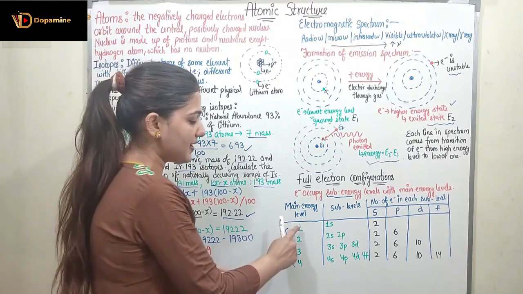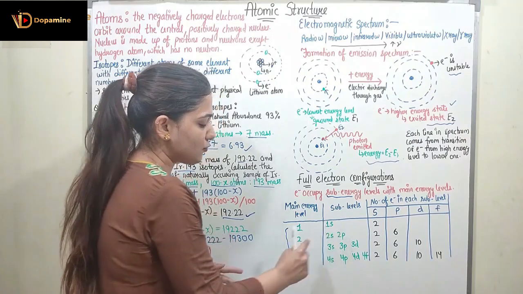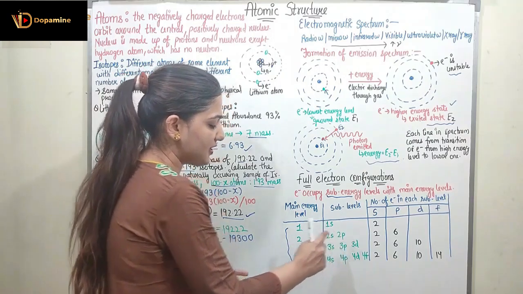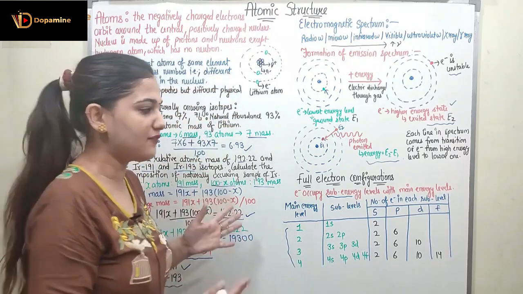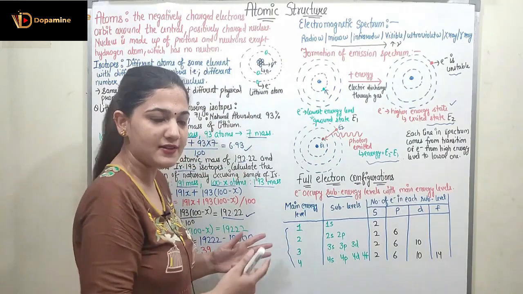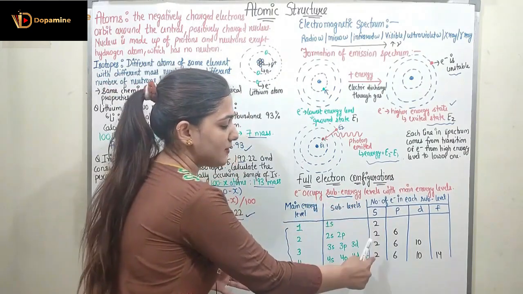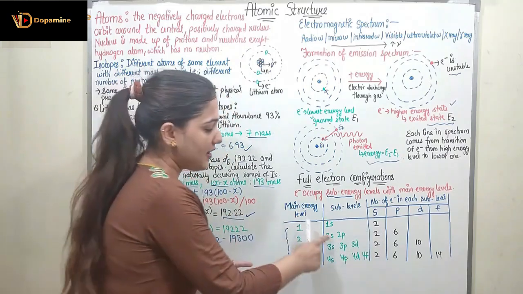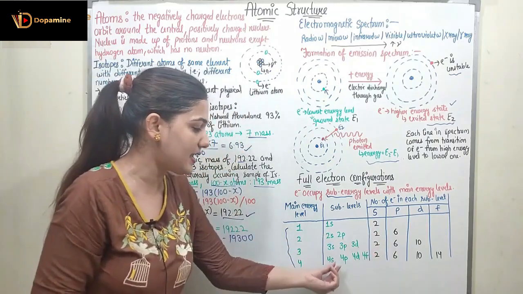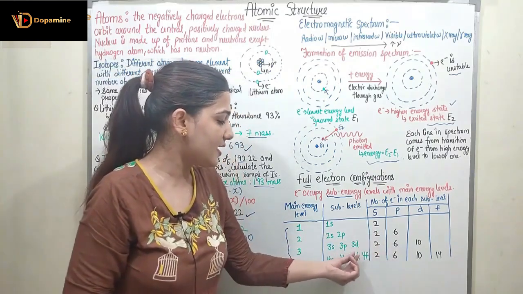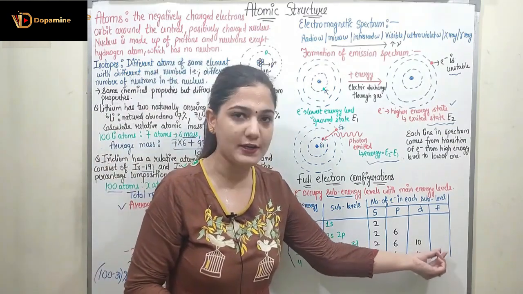So for the 1st main energy level, we have the 1s sub-level. For the 2nd energy level, we have 2s and 2p. For 3, we have 3s, 3p and 3d. For 4, we have 4s, 4p, 4d and 4f. And we will be having different numbers of electrons in the sub-levels as well. If I talk about the s sub-level, in all of the s levels, we have only 2 electrons. In the p sub-level, we will be having 6 electrons. The maximum number of electrons the p sub-level can occupy is 6. Similarly, the d can occupy 10 electrons. And f can occupy 14 electrons.